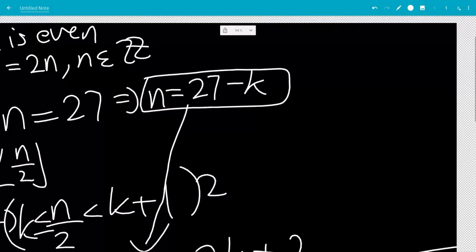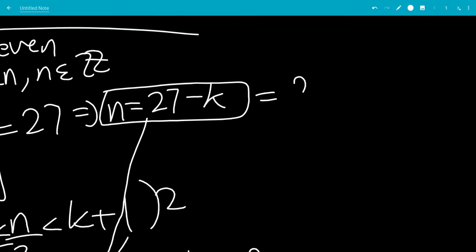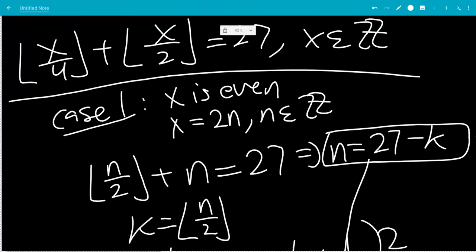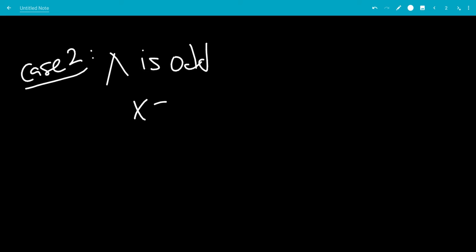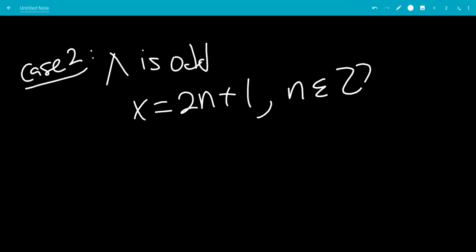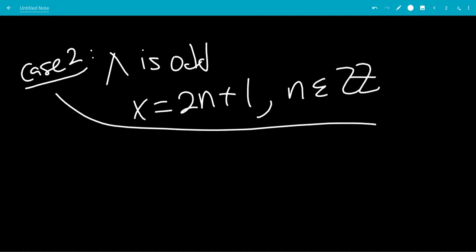So now that's good. That means n is 27 minus 9, which is 18. Okay. X is 2 times 18, because that's what n is, so that'd be 36. So that is the first x value we have. So case 2, x is odd, so x will be 2 times n again, plus 1, where n is an integer. So that is the second case.